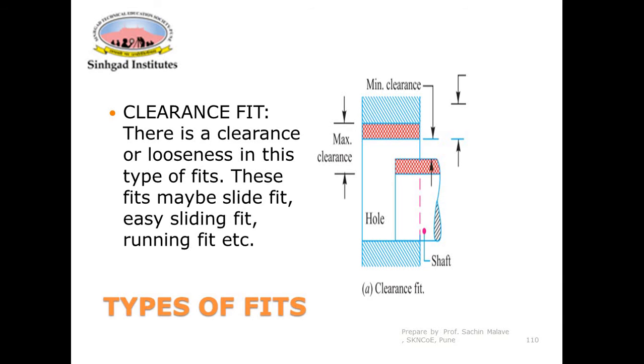the difference between the maximum size of the hole, from this line to this line, and the minimum size of the shaft, that is this line to this line, is nothing but the maximum clearance. Again it is positive. So this is the maximum positive difference between the size of the hole and the size of the shaft. This distance from here to here is the minimum positive difference between the size of the hole and the shaft.